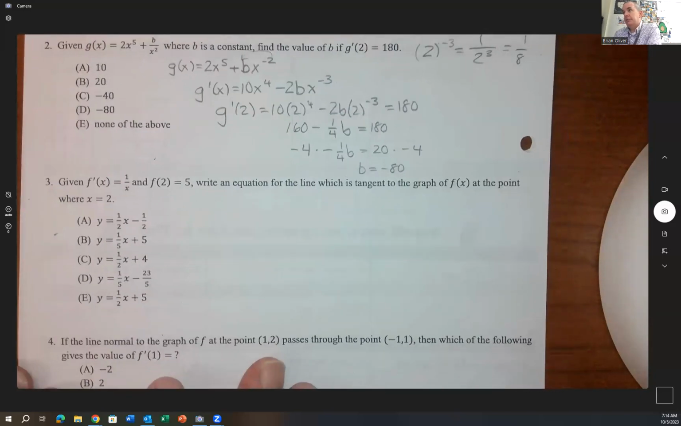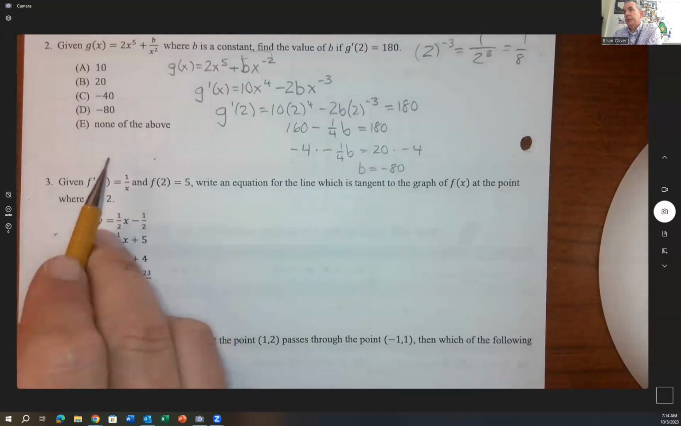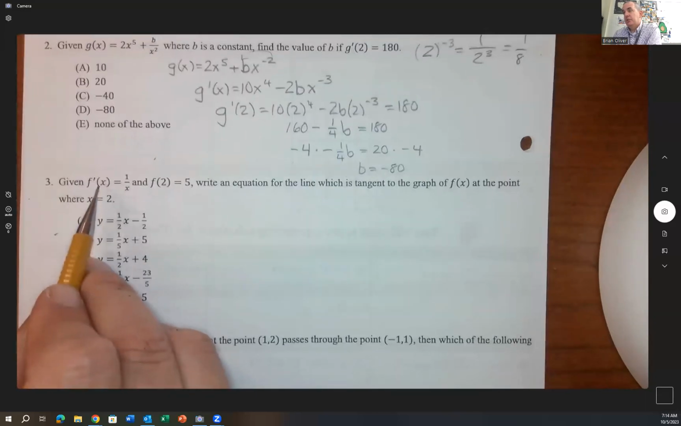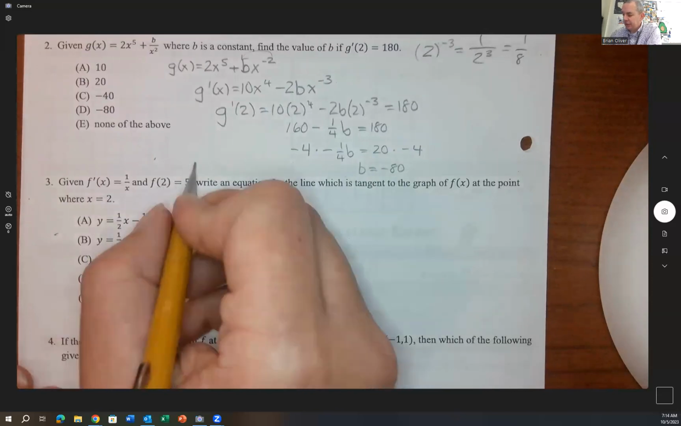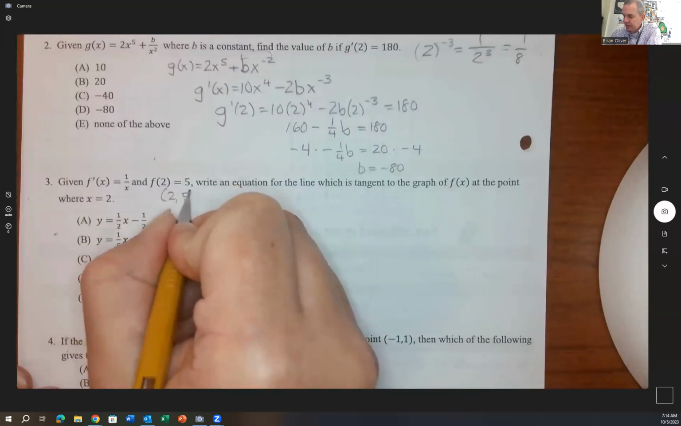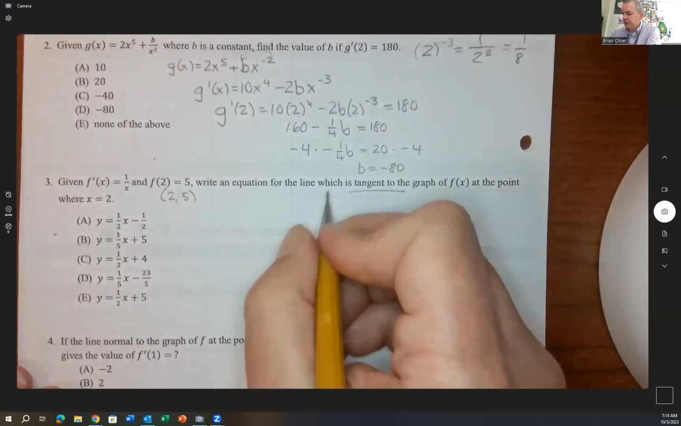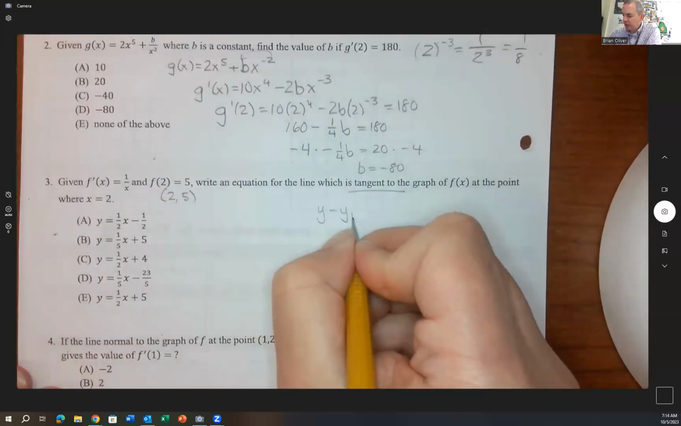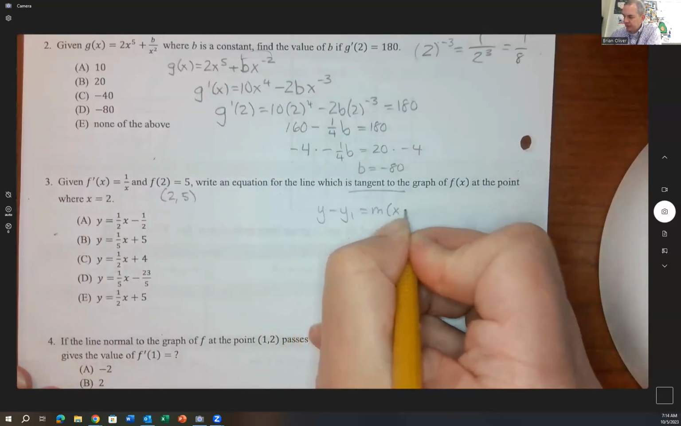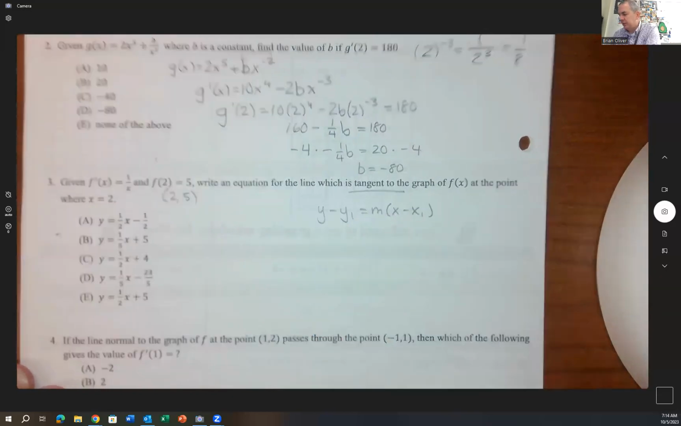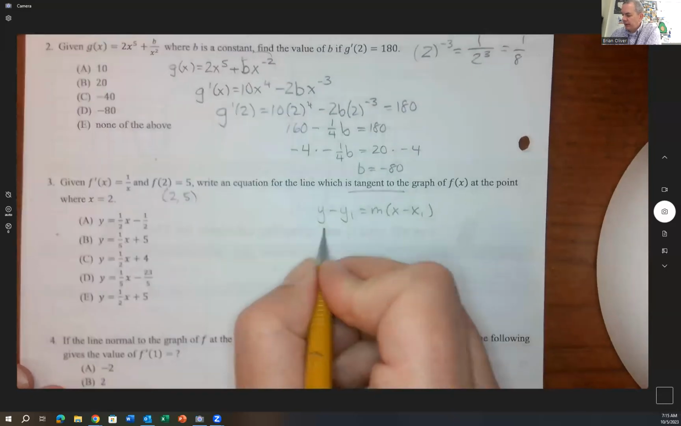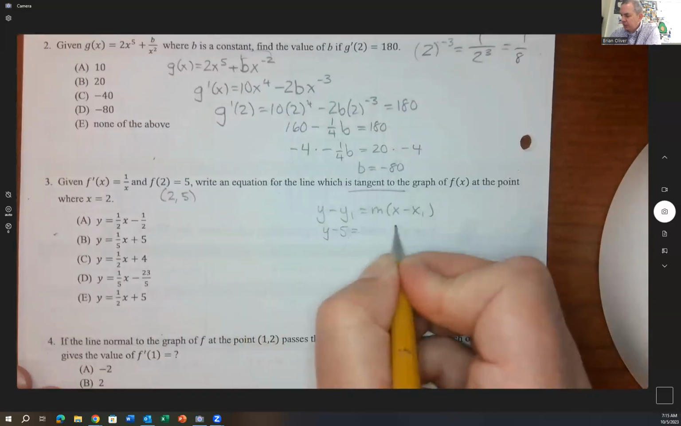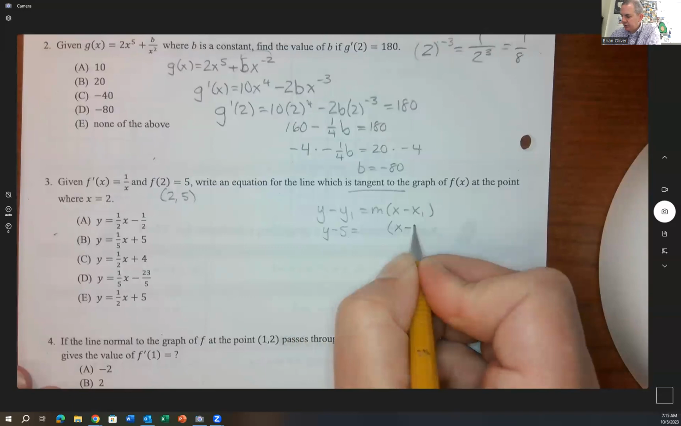Multiple choice questions. We know that the slope, or the derivative, is 1 over x, and we have the point f of 2 equals 5. So that basically is giving us the point (2, 5). Write the equation for the tangent line. y minus y1 equals m times x minus x1. That's our equation of a line in point-slope form. y1 is 5, so this becomes y minus 5 equals m times x minus 2.